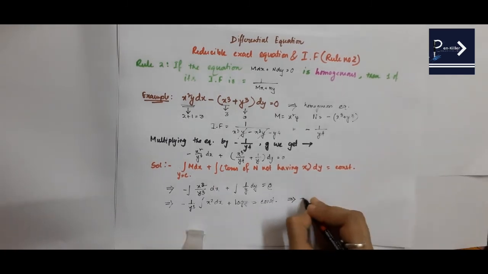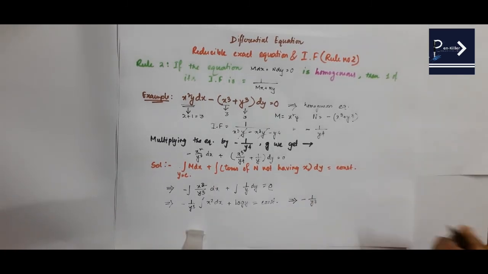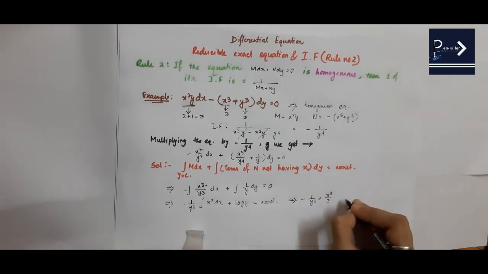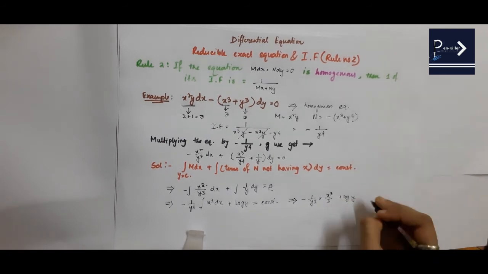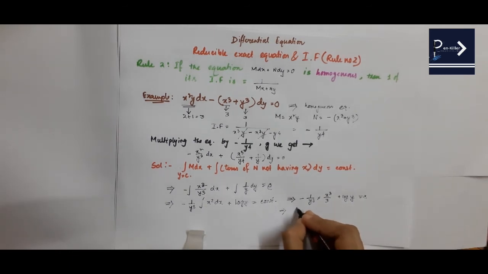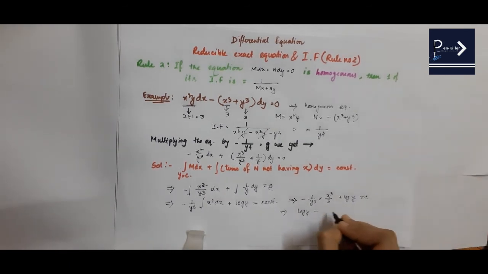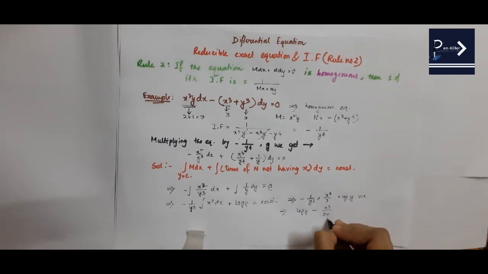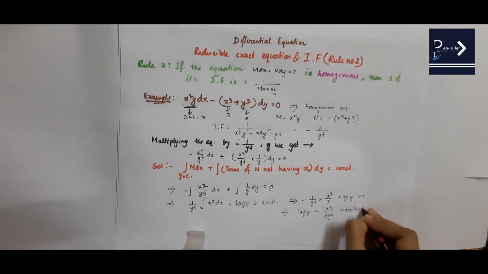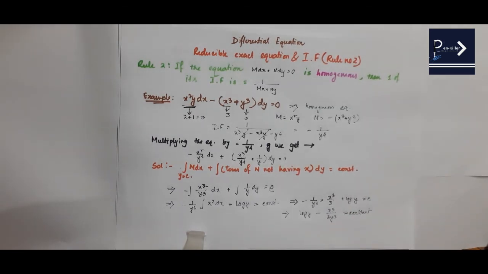Now we can say that minus 1 by y cube into x cube by 3 plus log y equals c, that is, a constant. So our solution will be log y minus x cube by 3y cube equals our constant C. So this is the solution for a homogeneous equation, and we solved it by using rule number 2.